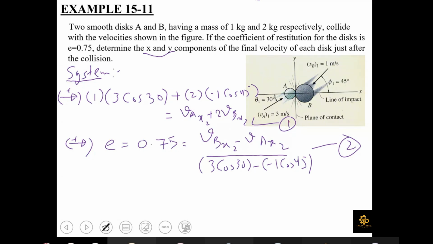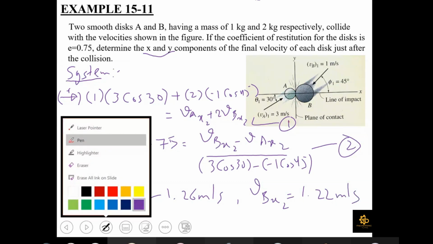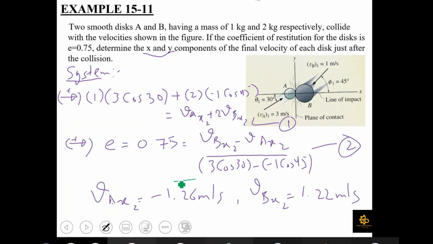By solving these two equations simultaneously, you can get the value of VAX2 to be equal to -1.26 meters per second. Similarly, VBX2 comes out to be 1.22 meters per second. This negative sign indicates that the component of particle A's velocity along the line of impact is going to be in this direction. Particle A's component will be on the left side, particle B's on the right side. Are these two steps clear to all of you?